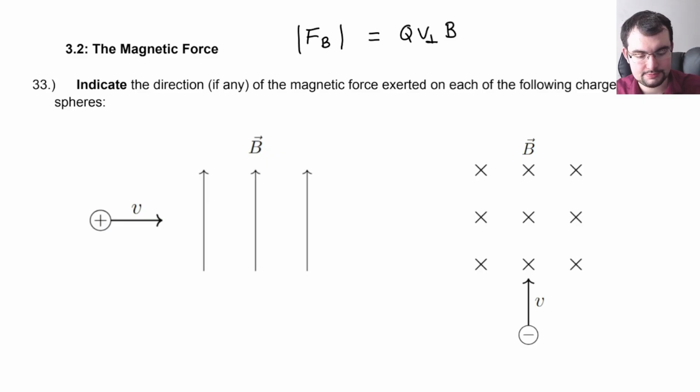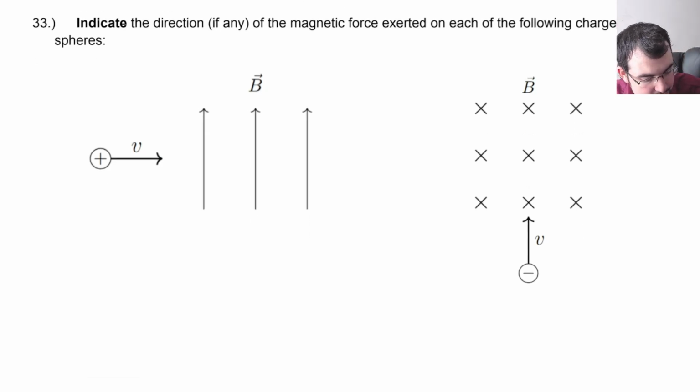All right, so first I stick my thumb to the right. I stick my fingers up. My palm is pointing at me. So that means the force is in the plus Z direction, which is out of the page.